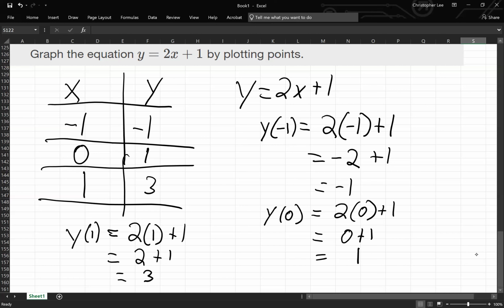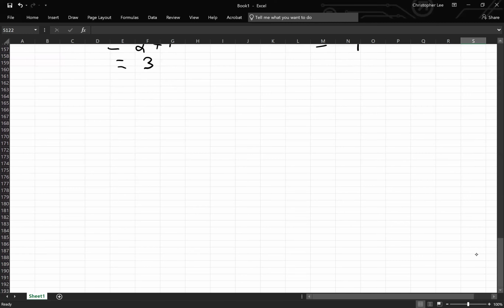That's it. Now, according to the instructions, we only need 2 points, but I gave you 3, right? The more the merrier. But to be completely honest with you and fair, you only need 2 points. After you get these points, you're gonna plot them on the Cartesian plane. Let's take a look at that.